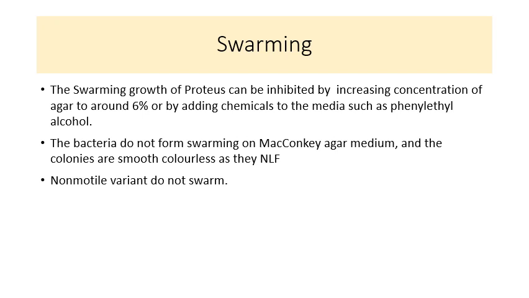So the swarming growth can be inhibited in different ways, such as increasing the agar concentration of the media to around 6%, or also by adding chemical additives to the media, such as phenyl ethyl alcohol. So these are two different ways for inhibiting the swarming growth, if you want to do that for different purposes, such as encouraging the growth of other bacteria on the same plate.